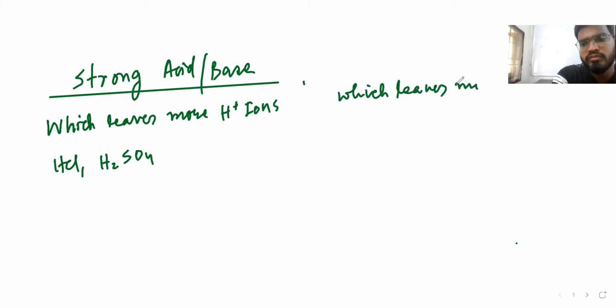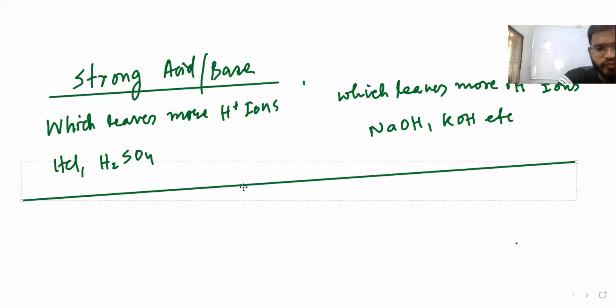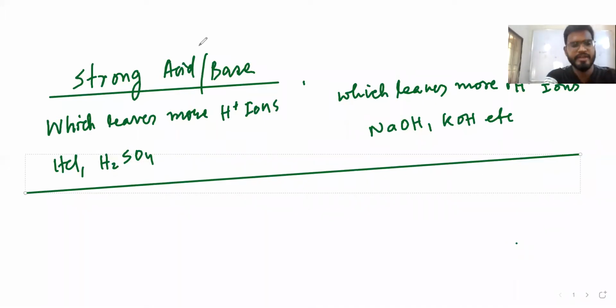Now, a strong base leaves more OH minus ions. For example, NaOH, KOH, etc. So these are the strong acids and strong bases. Now we are going to see weak acids and weak bases.